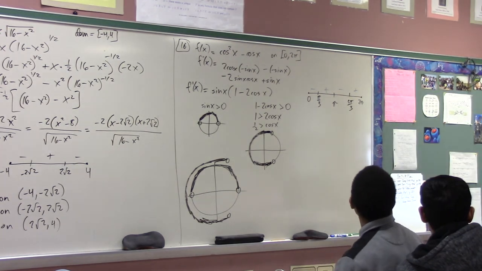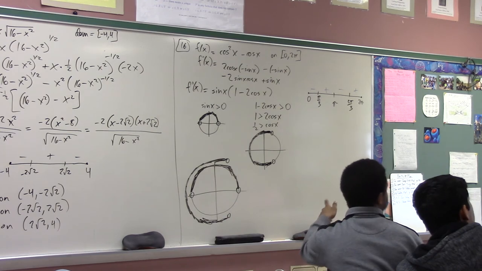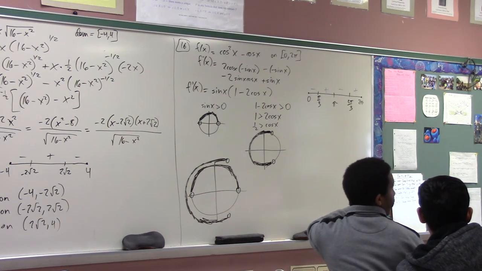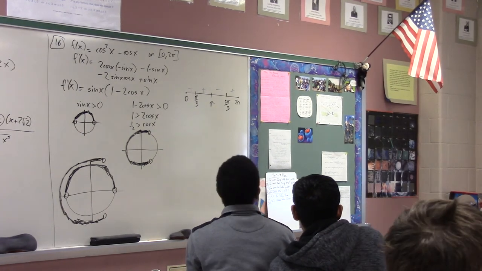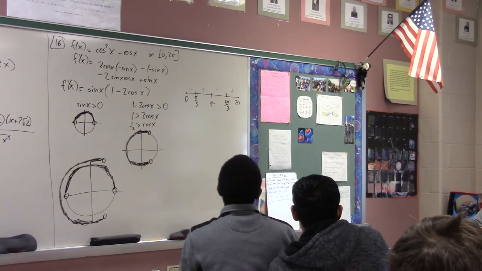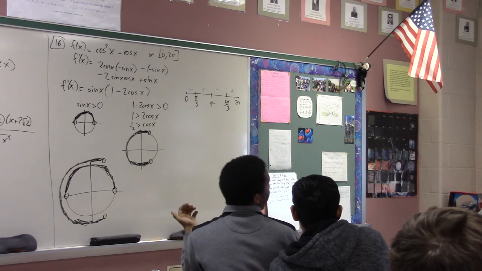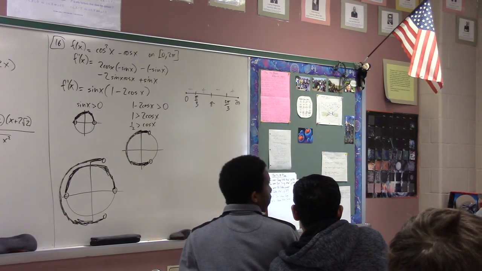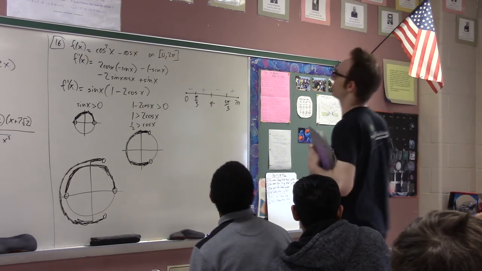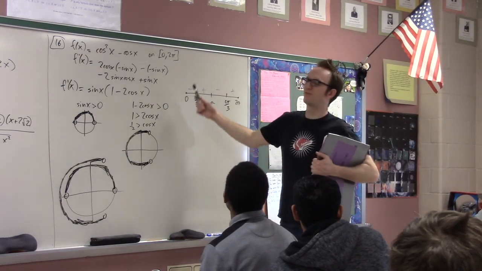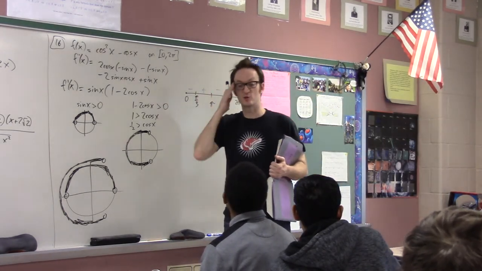Could you also do it by picking 0 and pi over 3 and seeing whether it's increasing on that interval? Like if f prime of 0 is less than f prime of pi over 3. Yeah, you could also kind of do it backwards. That's really weird, but yeah, you could do that.